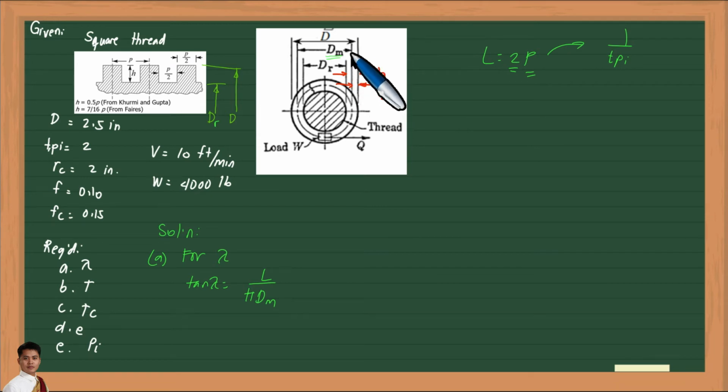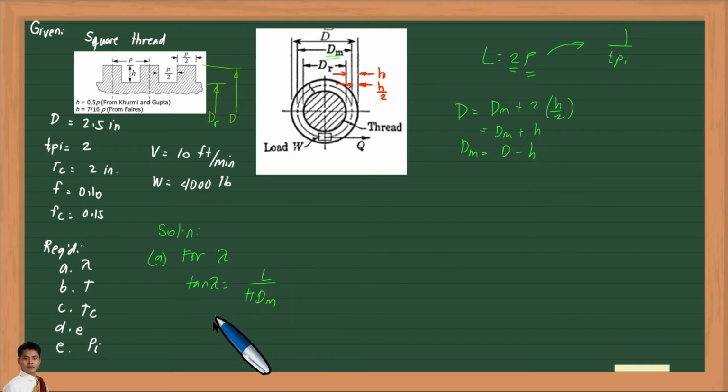Okay? So, ito kasi, yung ating DM. Yan. So, yung mula dito hanggang dito sa point na to, yun yung H. And then yung kalahati, of course, H over 2. So, kumbaga dito, yung D, equal yan sa DM plus dalawang H over 2. Or simply, this is plus H. Okay? So, DM plus H. So, therefore, DM is equal to D minus H.